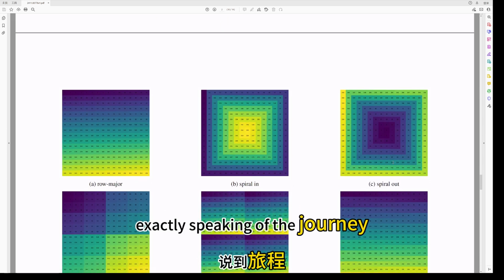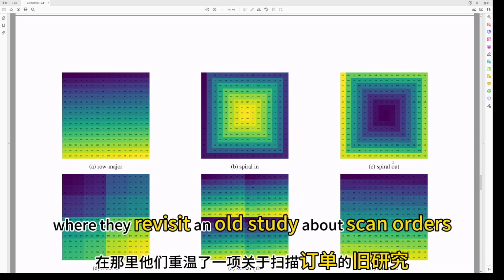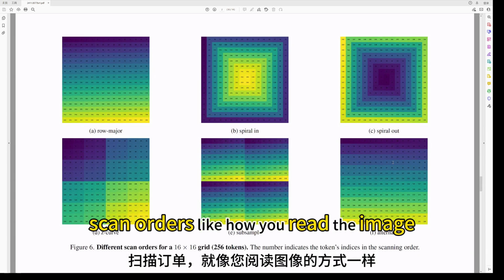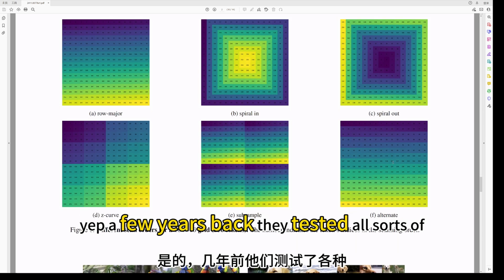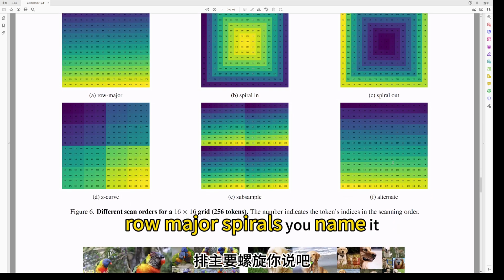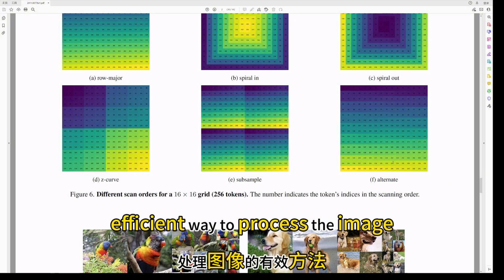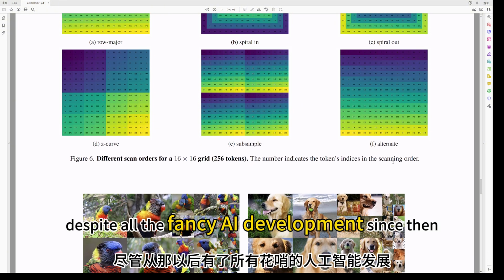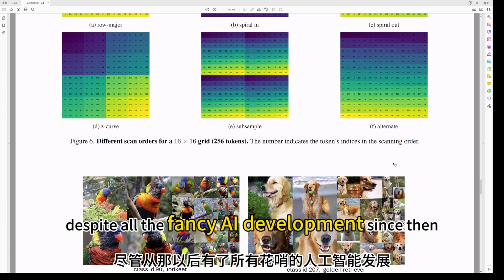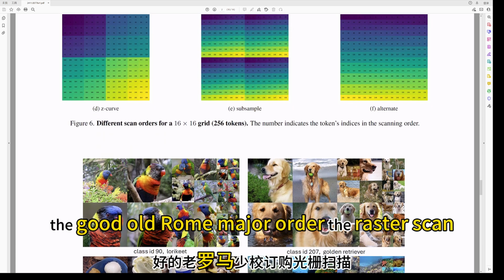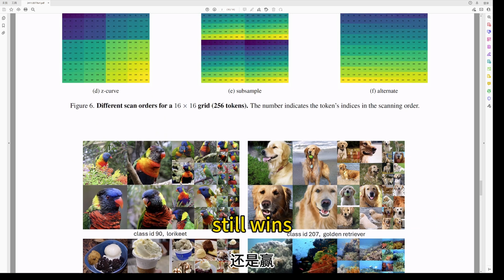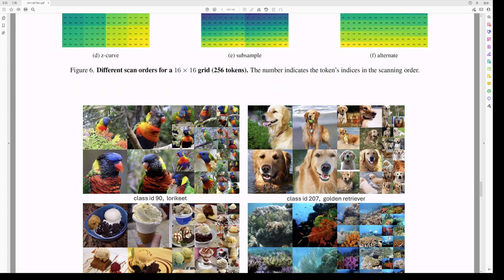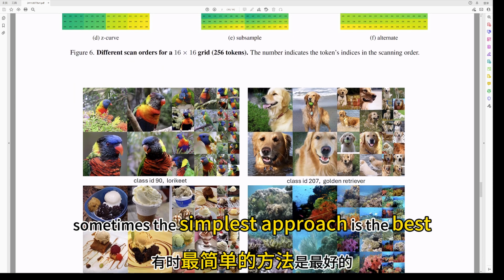Exactly. Speaking of the journey, the paper has this cool section where they revisit an old study about scan orders. Scan orders, like how you read the image. Yep. A few years back, they tested all sorts of orders, row major, spirals, you name it. So they were looking for the most efficient way to process the image. Exactly. And guess what? Despite all the fancy AI development since then, the good old row major order, the raster scan, still wins. Really? Back to basics. It just goes to show sometimes the simplest approach is the best.